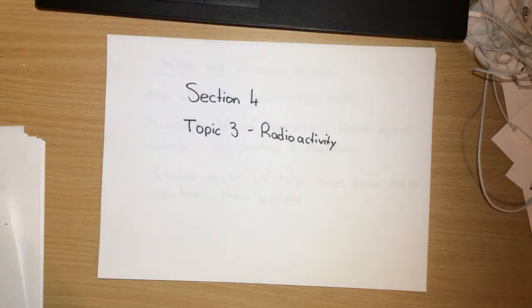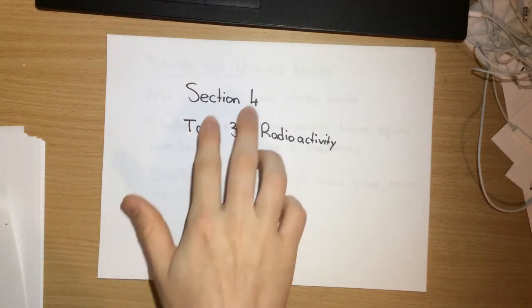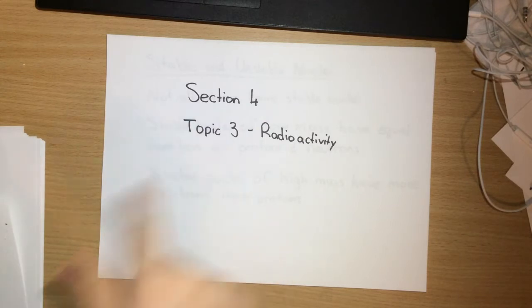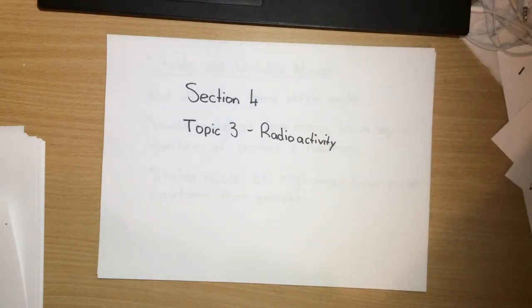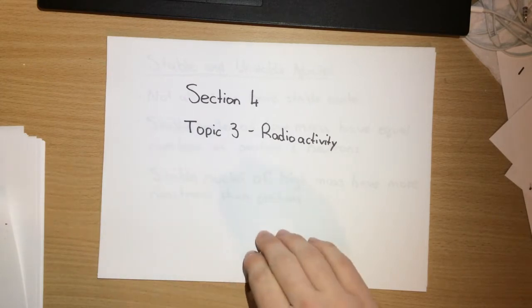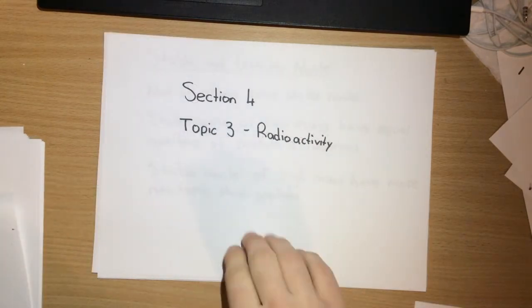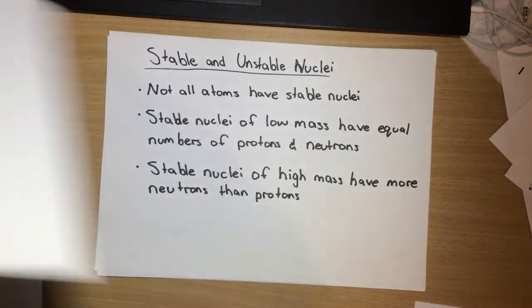So in this video, we're going to be looking at our next topic. So we're still working in section 4, and topic 3 is radioactivity. And this is a really interesting topic and quite a controversial one sometimes. But we're going to have a look at radioactivity and see that it occurs in everyday life. And if it didn't occur, we would not be living on Earth. So our first subtopic is called stable and unstable nuclei.